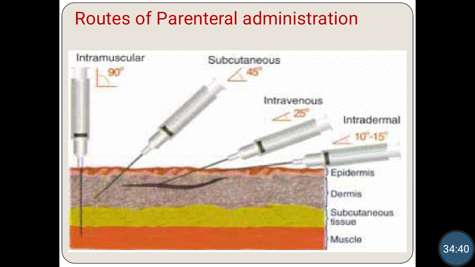So these are the different positions for injecting at the different routes. For intramuscular it is 90 degrees. For subcutaneous it is 45 degrees, for intravenous it is 25, for intradermal it is 10 to 15 degrees.